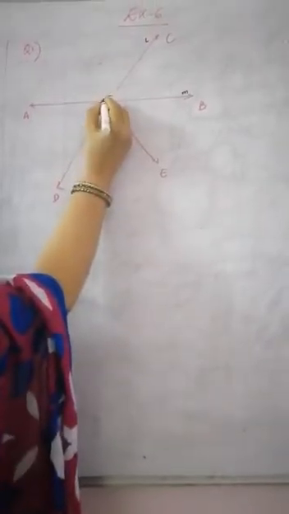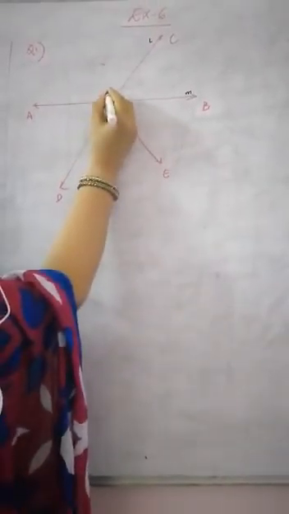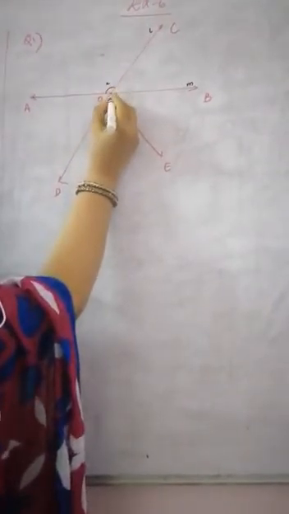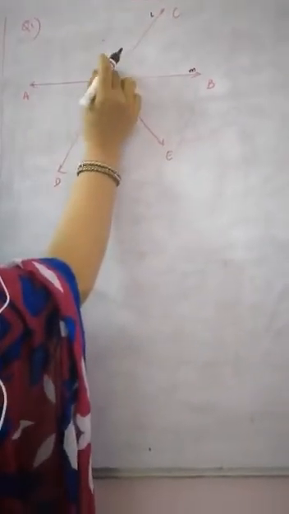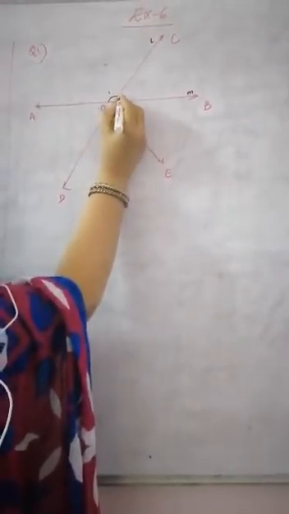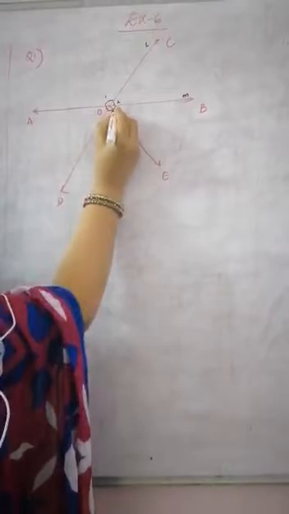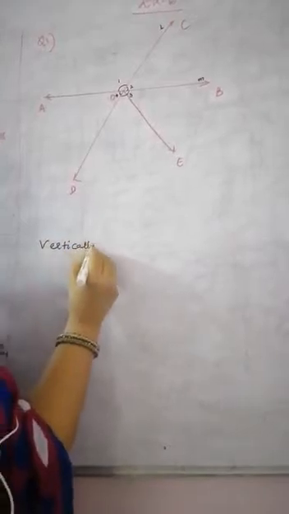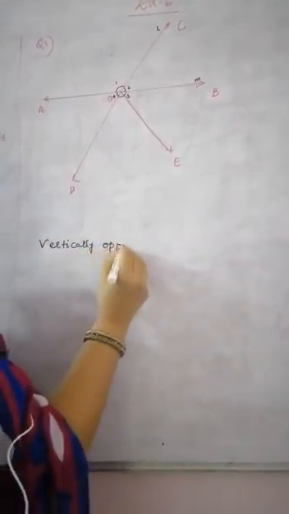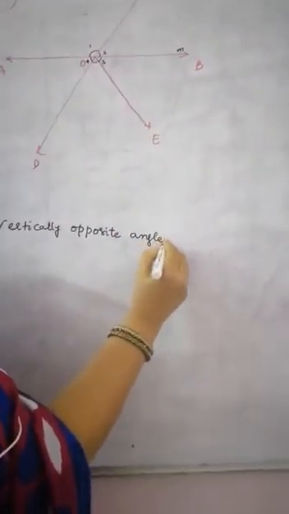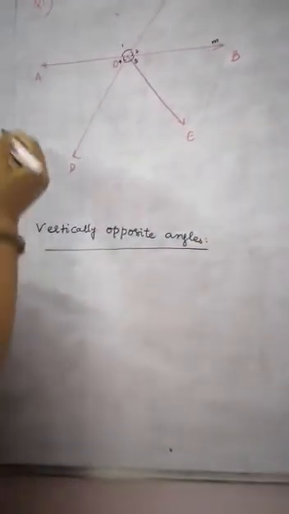This is the first angle. I am giving names: 1, don't get confused, 2, 3 and 4. So what are the vertically opposite angles, children? A pair of vertically opposite angles is being asked. First pair, you have to go through it.